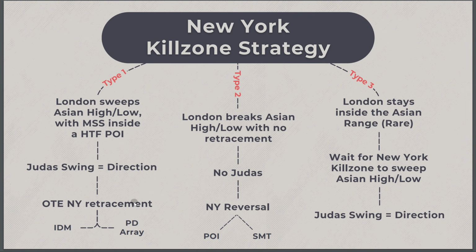And that's gonna lead us to the same thing here in the first type, Judah swing, which was gonna happen on the New York sweeping the Asian higher low, means the direction, and we can actually trade after that, the same as we're doing with the London session strategy. Okay, so it's price taking the Asian high or Asian low, then looking for market session shift or CISD, and then entering from there with any type of entry.